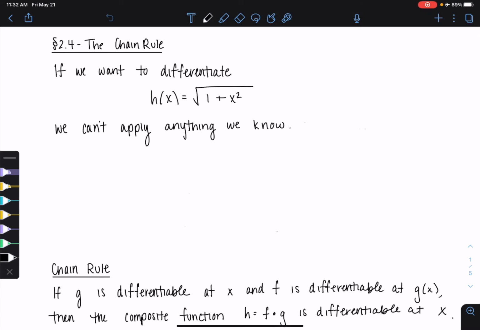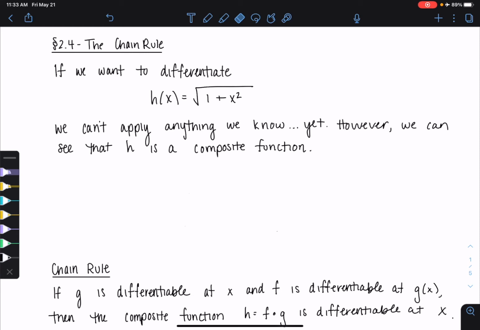Now we dive into our final main rule, which is going to help us for composite functions. So we're going to learn about the chain rule. Suppose we want to differentiate the function h of x equals the square root of 1 plus x squared. We really can't apply anything we know, at least not just yet. But what we can recognize is that h is a composite function. So basically we have this square root and then we have this polynomial.